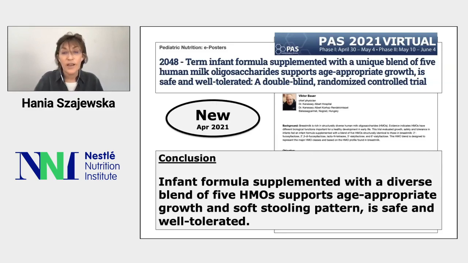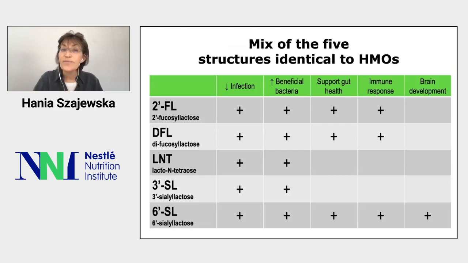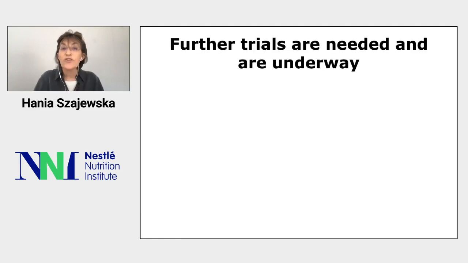and well tolerated. And one can really expect that this mix of the 5 structures identical to HMOs can have some really good health benefits, because if you look at the effects of individual structures, they are very promising. But we have to wait for the full paper to know all the details. So further trials are needed, and as a matter of fact, they are underway.